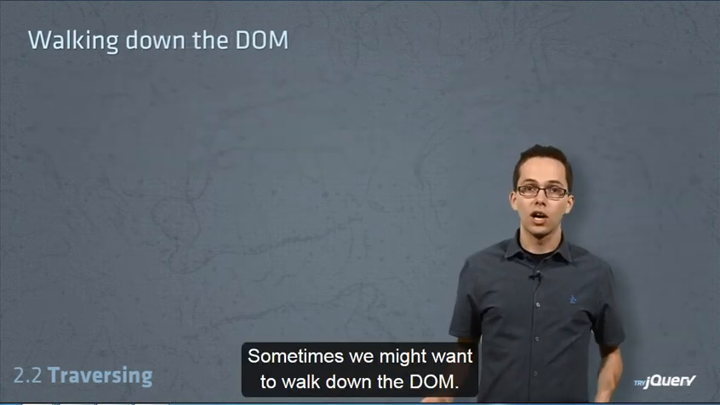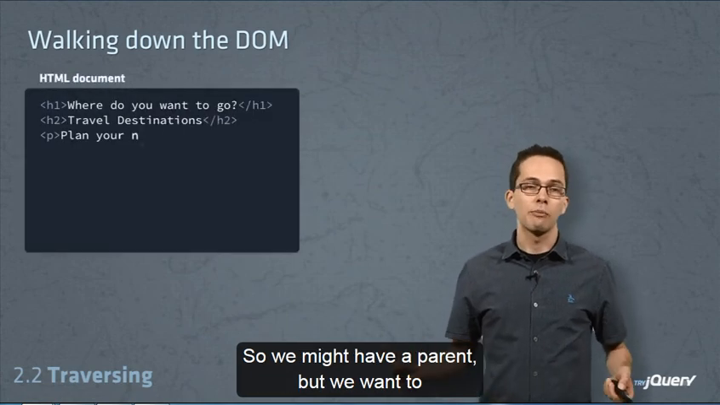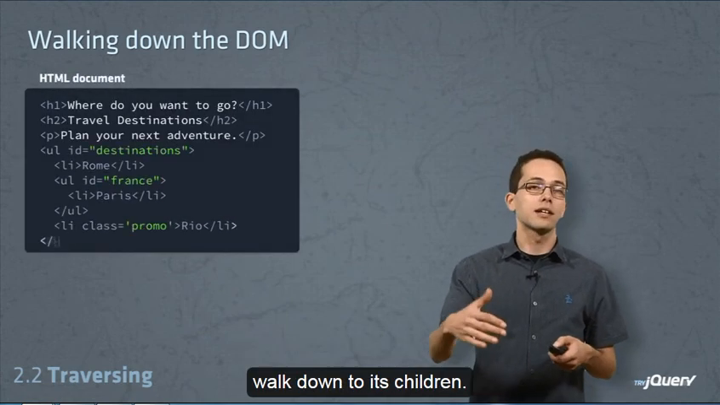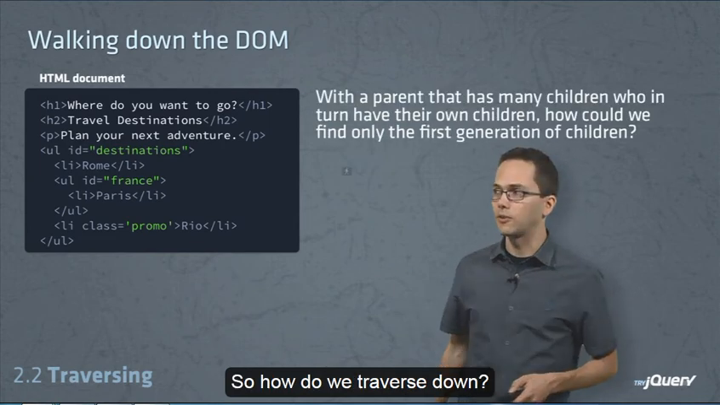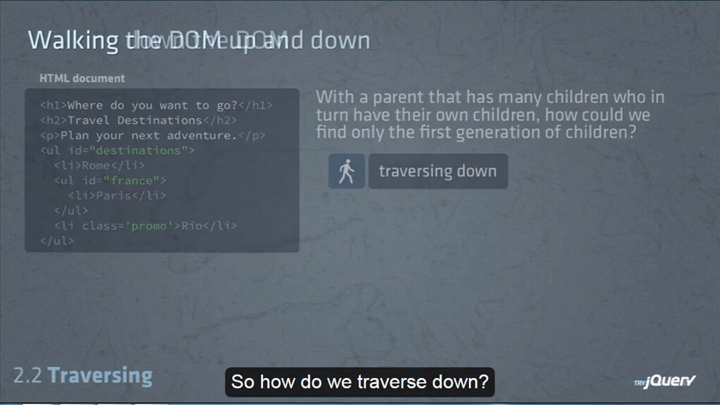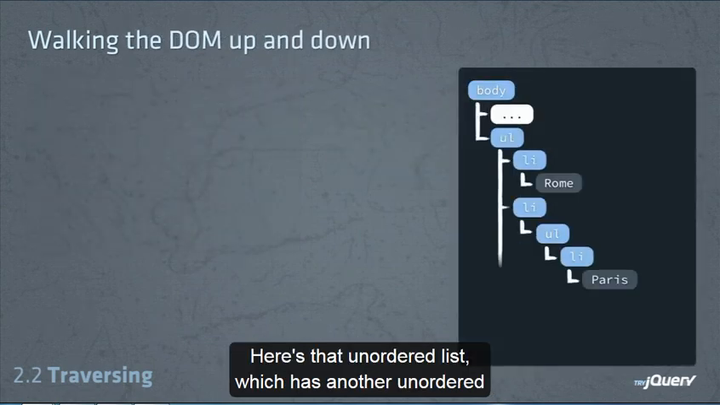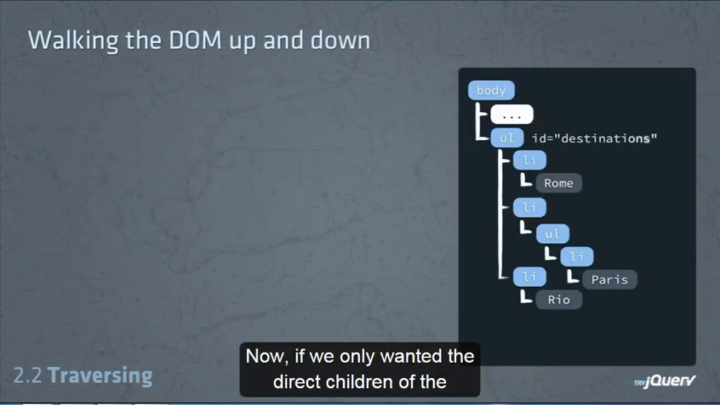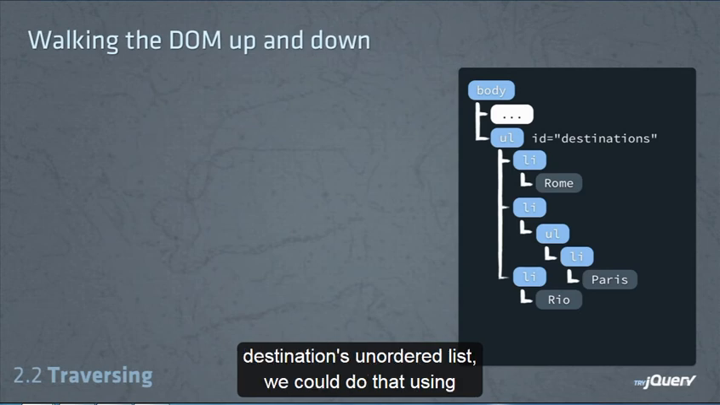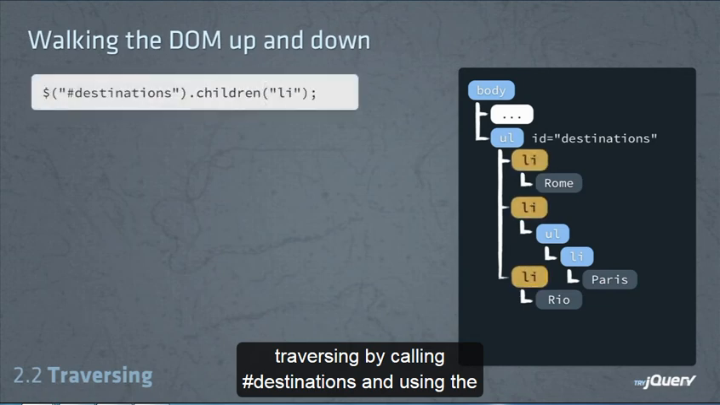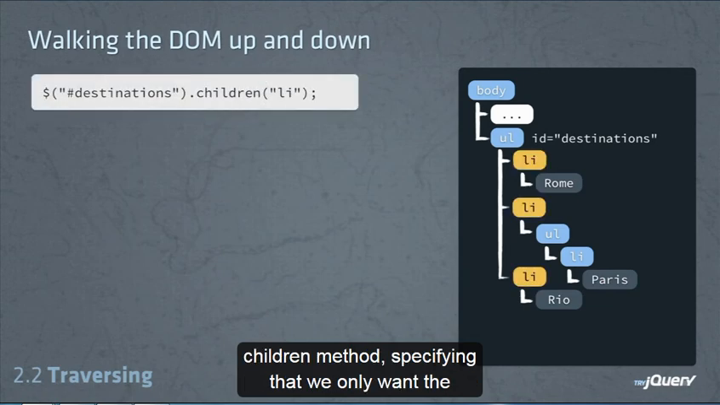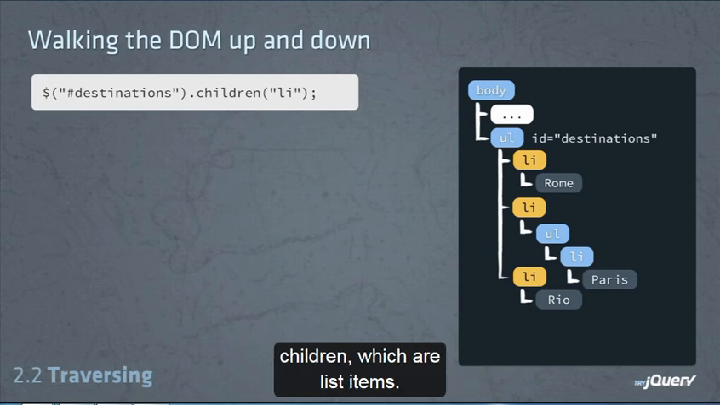Sometimes we might want to walk down the DOM. So we might have a parent, but we want to walk down to its children. So how do we traverse down? Here's that unordered list, which has another unordered list inside of it. Now, if we only wanted the direct children of the destinations unordered list, we could do that using traversing by calling #destinations and using the children method, specifying that we only want the children which are list items.